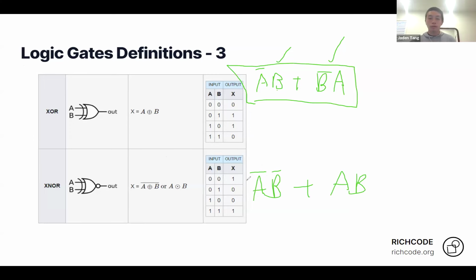Because if both of them are false, this will return true. If both of them are true, this will return true. And for XOR, if A was false and B was true, this will return true. Otherwise, the second one will return true.